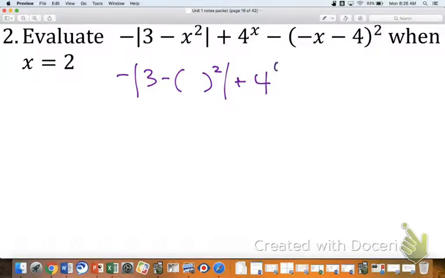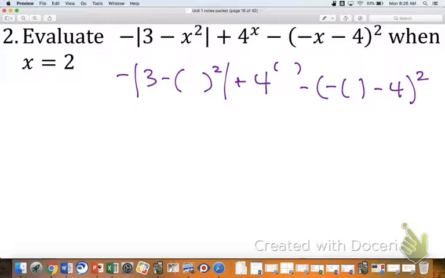4 to the parentheses minus, and I've got negative parentheses 4 squared. Hey, let's decide. You know what we haven't decided yet? What the right actual evaluation is. Let's decide that right now.